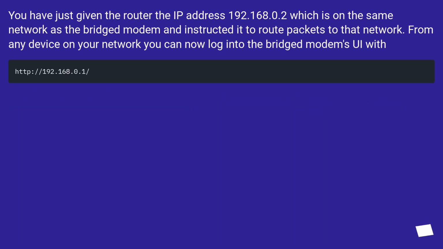You have just given the router the IP address 192.168.0.2, which is on the same network as the bridged modem, and instructed it to route packets to that network. From any device on your network you can now log into the bridged modem's UI with the modem's address.